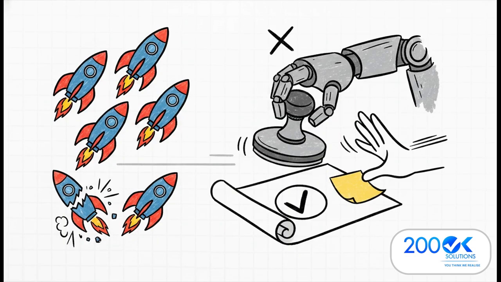Moving right along to metric number 3, change failure rate, or CFR. The formula itself is super straightforward. It's just failed deployments divided by total deployments. But honestly, the math isn't the hard part here. The hard part is enforcing incredibly strict automated rules on what actually constitutes a failure.